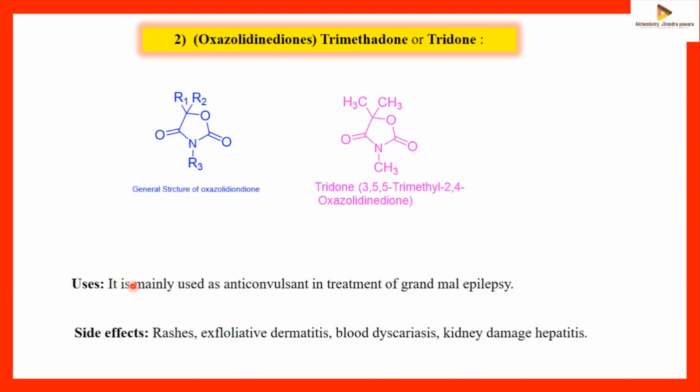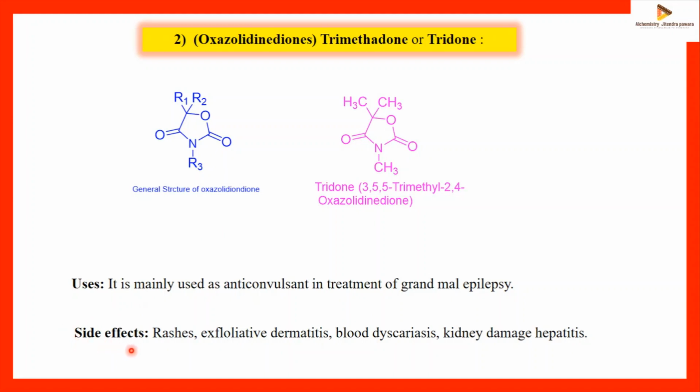The use of this oxazolidinedione is that it is mainly used as an anticonvulsant drug in the treatment of grand mal epilepsy, and it is also used in the treatment of all types of epilepsy, sometimes in combination with phenytoin. This drug has been used in combination with phenytoin, and it is used to treat petit mal epilepsy when other drugs are not effective. This combination of phenytoin and oxazolidinedione is used to treat petit mal epilepsy.